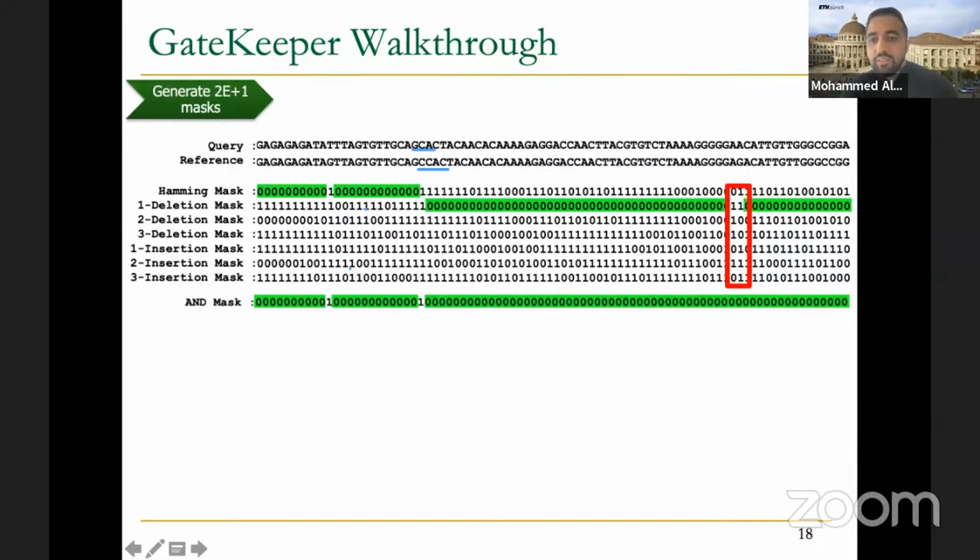So I think it's AA and AG. There is one difference that we should capture over there.